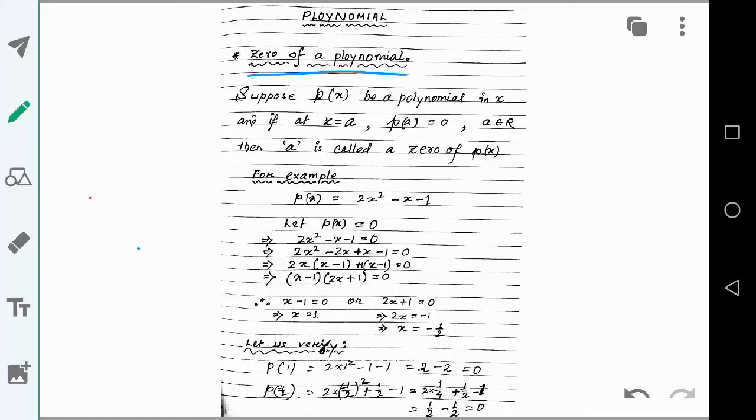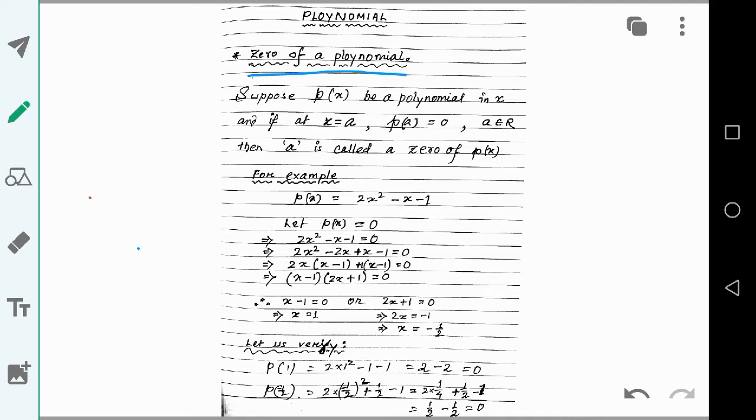In this video, we are going to discuss polynomials. This is the second chapter of the NCERT textbook of mathematics, class 10. In class 9 also we had polynomials. What is a polynomial? What is the zero of a polynomial? Degree of a polynomial? How to find the value of a polynomial at x equal to something? So let's start with the zero of a polynomial.